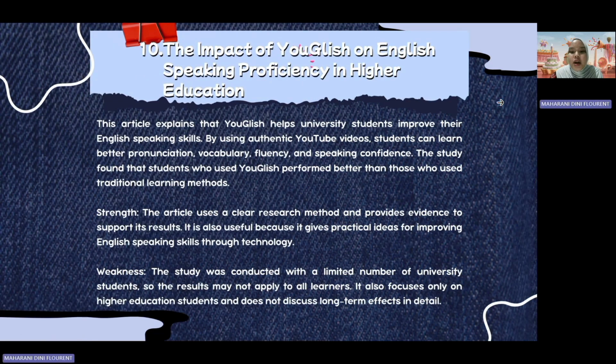The final article, or the 10th article, is The Impact of English on English Speaking Proficiency in Higher Education. The study examines how English helps university students improve their English speaking skills. By using authentic YouTube videos, students can learn pronunciation, vocabulary, fluency, and speaking confidence more effectively. The findings show that students who use English perform better than those who learn through traditional methods.